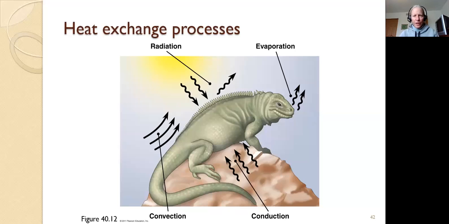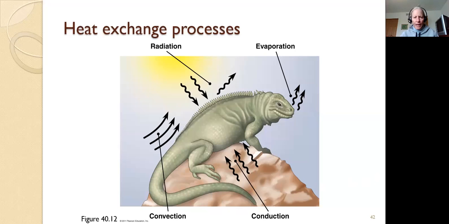In this section of the video, I want to describe these 4 heat exchange processes, and you can read about these in 40.3 of Campbell Biology, and you can see them in figure 40.12. So these are 4 ways that heat is exchanged with plants and animals with their environment.